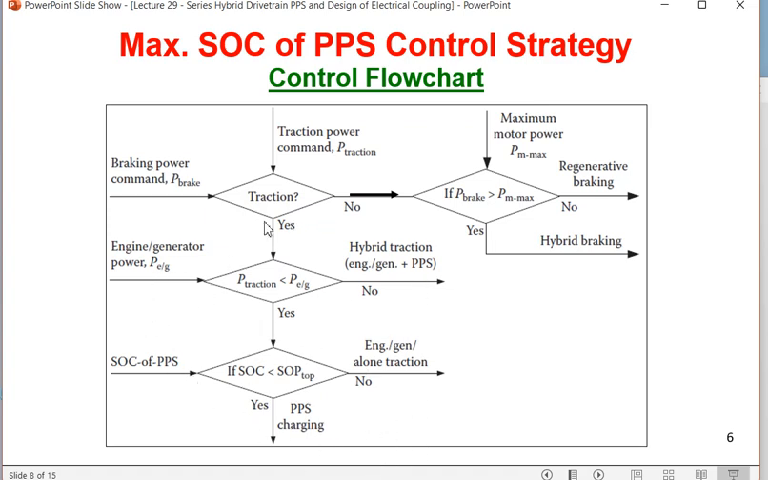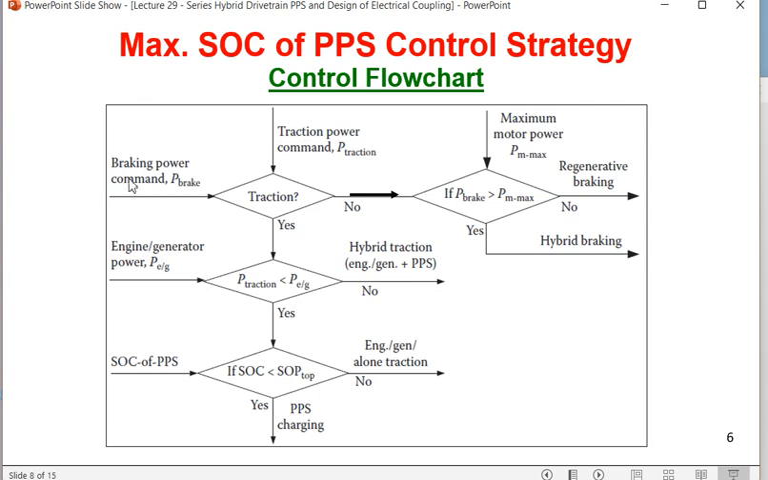The question asks: is it traction? If the answer is no, if not traction, that means braking. That means we are in the 4th quadrant, and C and D will come here. I guess it is understood. Again, I am telling you the same thing. First we have to decide whether it's traction or braking. So there is a traction power command and a brake power command.